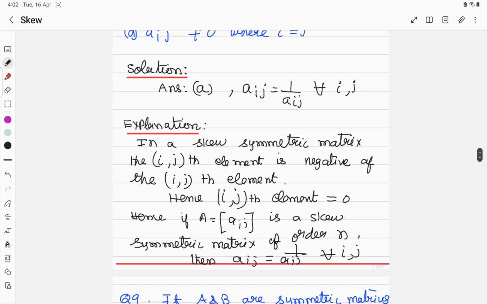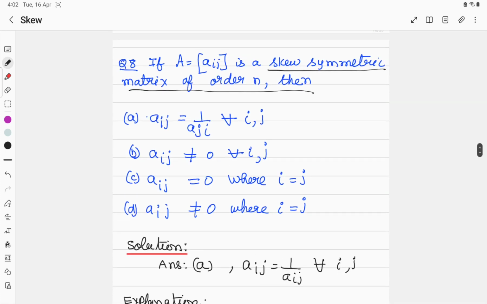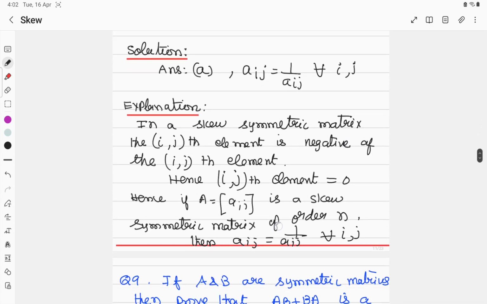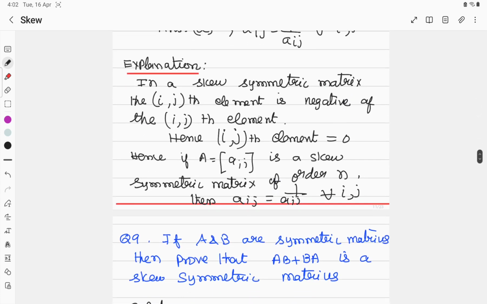Explanation. Given that A = [aij] is a skew symmetric matrix. In a skew symmetric matrix, the ijth element is the negative of the jith element. Hence, the ii element is equal to 0. If A = [aij] is a skew symmetric matrix of order n, then aij is equal to 1 by aij for all i equal to j.